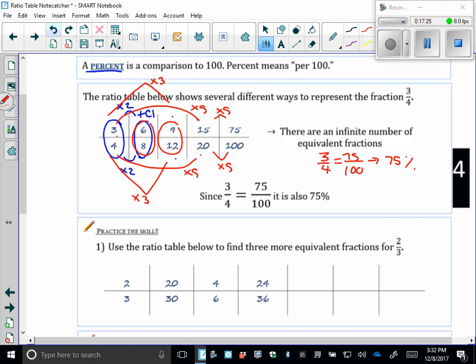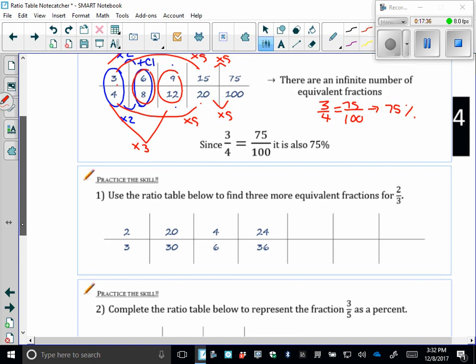Percent means like 100. It's per cent, right? Per 100. It translates roughly from Latin. Yeah, it's a rough translation.